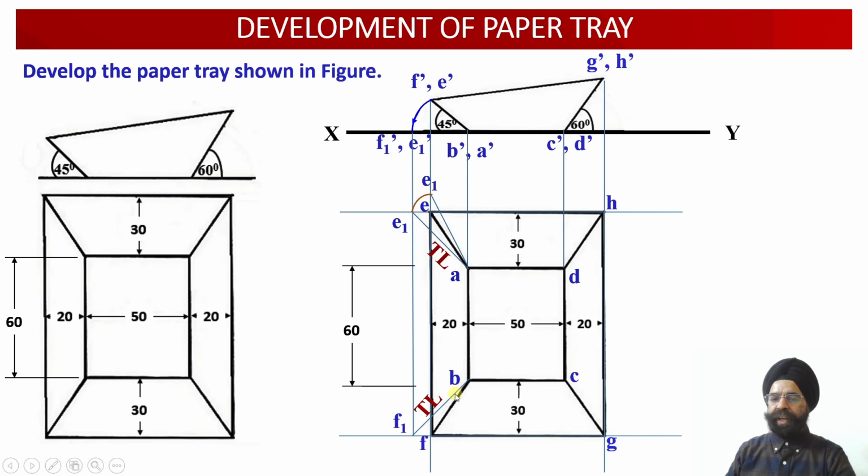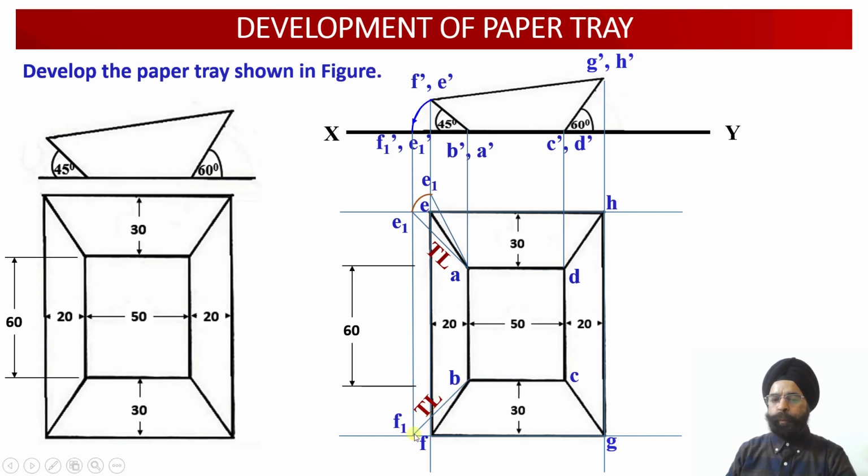Similarly, corresponding to this edge BF1, now we can check this orientation we have obtained corresponding to this surface of the paper tray over here. So this surface happens to be B, A, E and F over here. So corresponding to this surface, now we can see this is true length, this is also true length, this is also true length, and this is also true length.